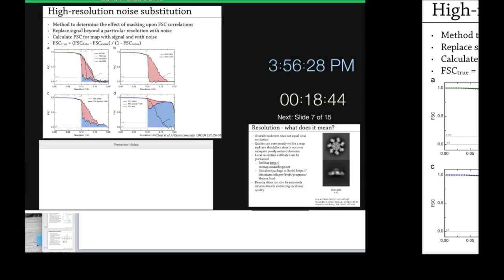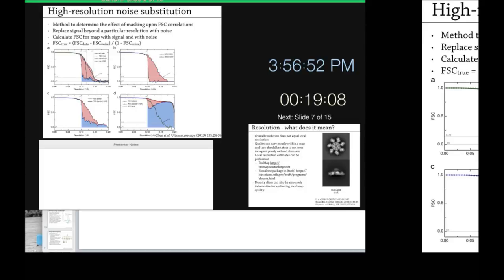Another one is actually built into Relion, and I'm sure a lot of people have seen this in papers and have used it, maybe without even knowing it. If you use Relion's post-processing step, it automatically includes this. And what this does is it tries to estimate the effect of the mask that you're applying during your reconstruction.